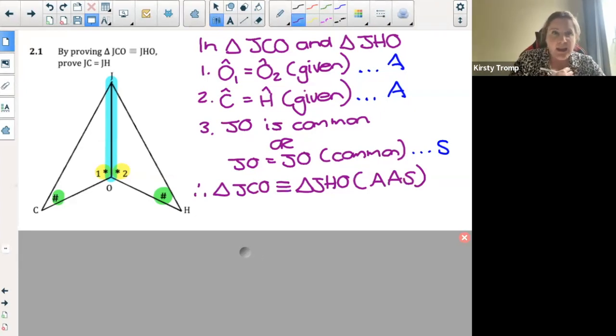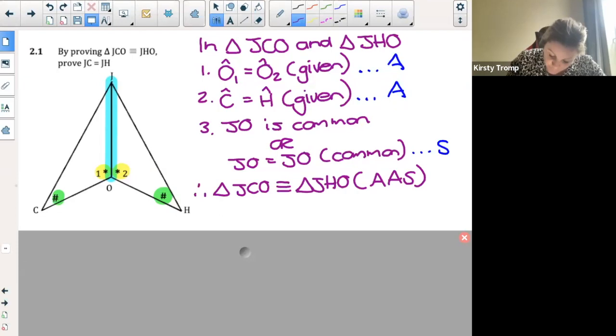Okay. Tando's asking me, ma'am, how is it common? Tando, it's common because look at it. Is it in the one triangle and is it in the other triangle? In other words, do they have it in common, both triangles? So instead of thinking of it being common, think of it being, is it in common? So yes, it's in common. In other words, it's the same line. That's what common means. It's the exact same line. So therefore, because it's the same line, it means it's equal.